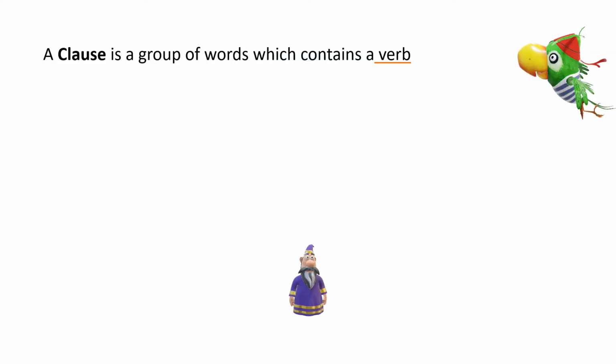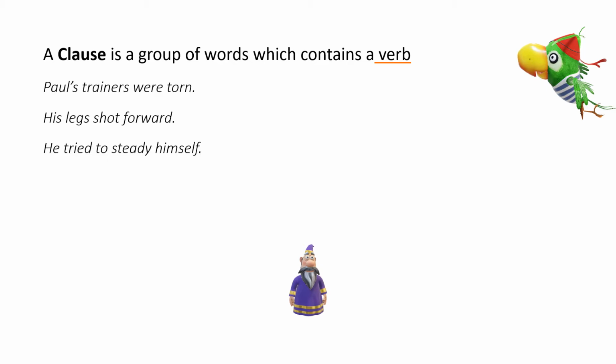Well, a clause is a group of words which contains a verb. So let's look at these sentences here. Can you identify the verbs in these following sentences? Good. So our first verb was were. Shot, tried, fell. So each of these has its own verb, therefore it is a clause.